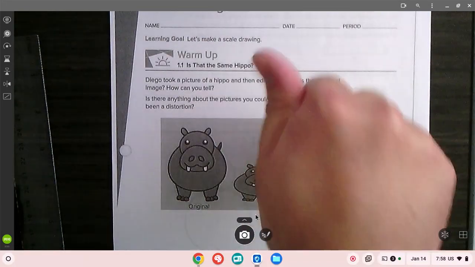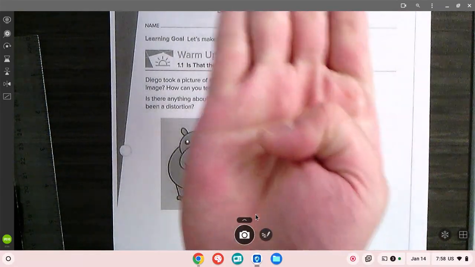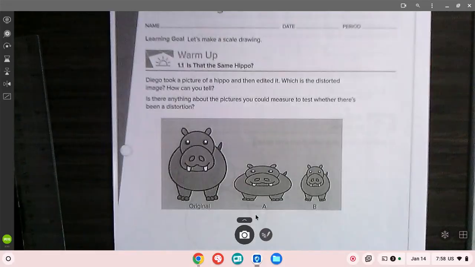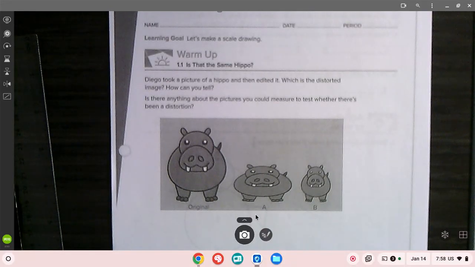A is this one, B is this. A like an apple, B is like this. Give me an A or B for which one you think is the distorted. Okay, I see a couple B's, and a lot of people said A, lots of people B. I saw that Brinley put up A and B.